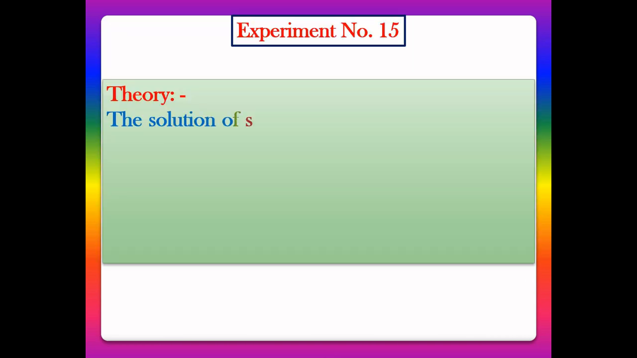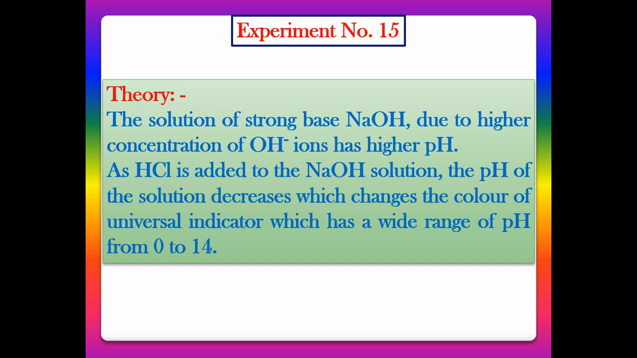The theory is that the solution of a strong base NaOH, due to a higher concentration of OH minus ions, has a higher pH. It means the basic character increases as the base increases. As HCl is added to the NaOH solution, the pH of the solution decreases, which changes the color of the universal indicator, which has a wide range of pH from 0 to 14. So the color of the pH indicator, that is the universal indicator, changes.